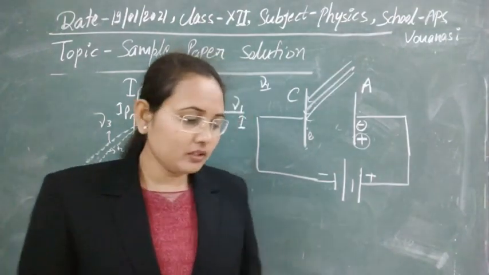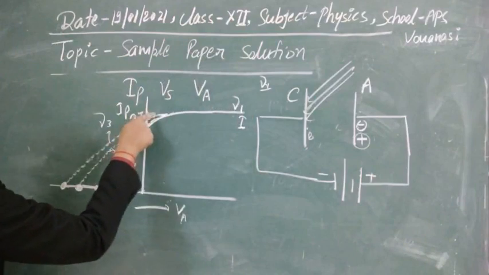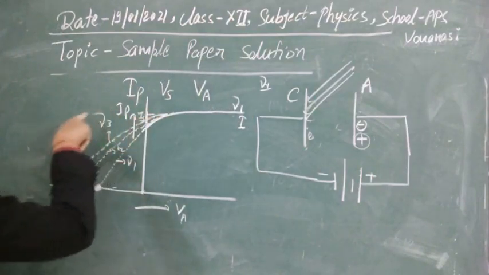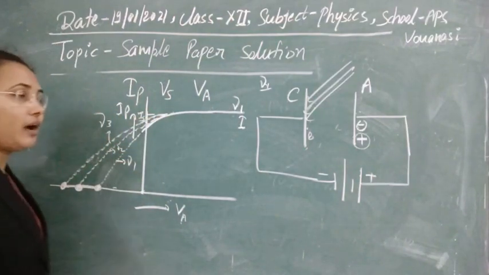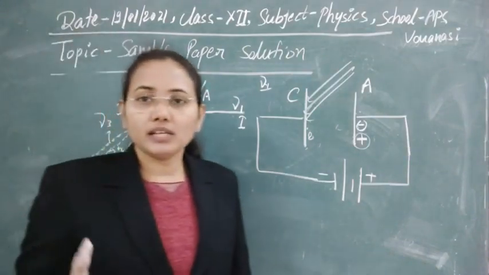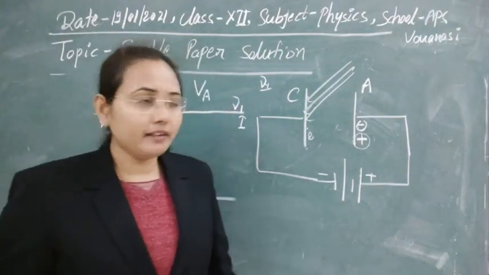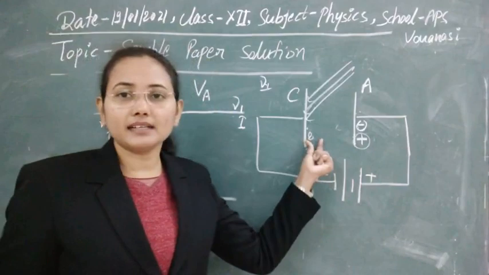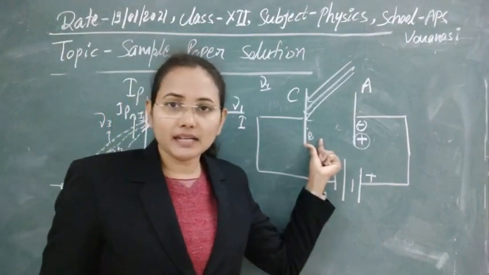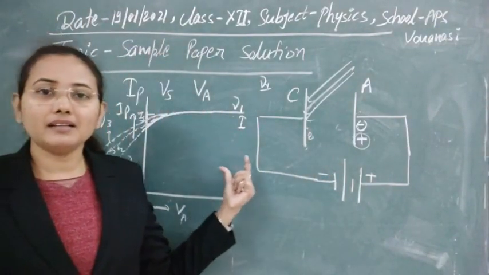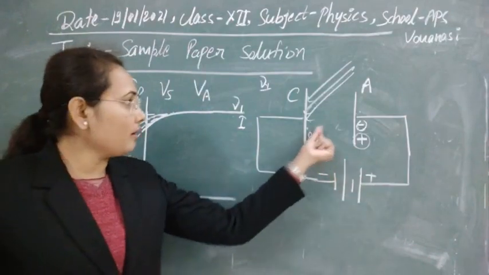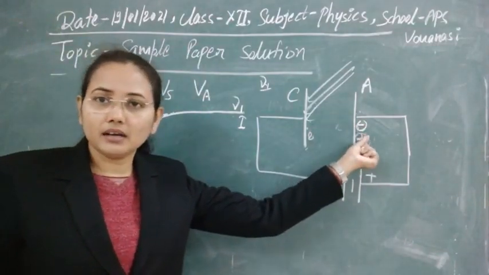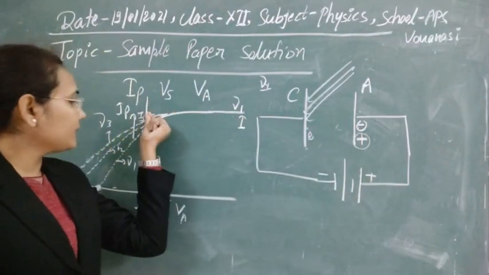So there should not be any variation in saturation current whenever we are changing intensity. That factor you have to keep in your mind. Saturation current will change whenever the number of electrons ejected changes, because saturation current is the maximum current that we are getting here. So all of the electrons will be collected here, then the current will become constant.